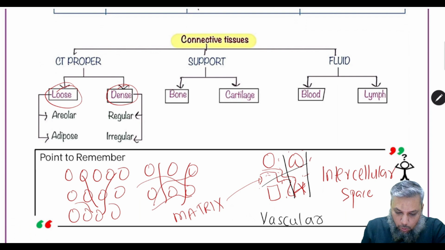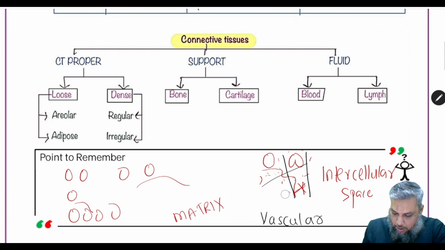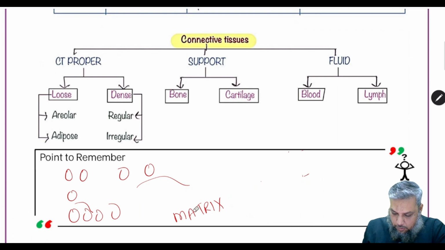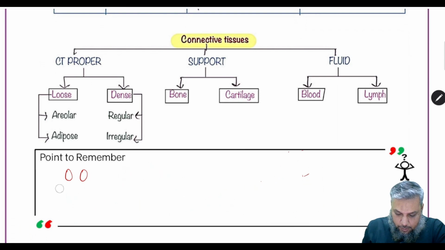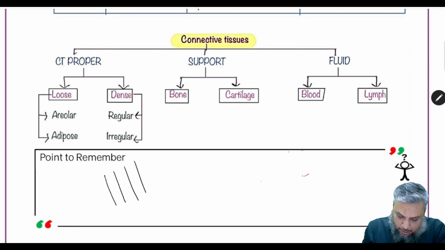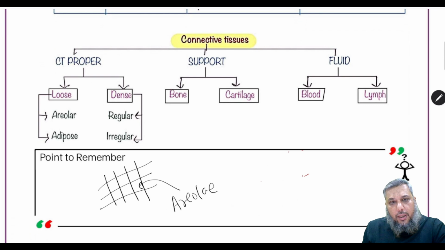Among the connective tissue proper, what we observe is if the fibers have spaces called areolae, that connective tissue proper is called as the areolar connective tissue.